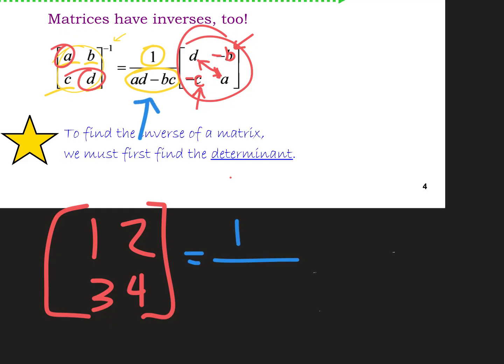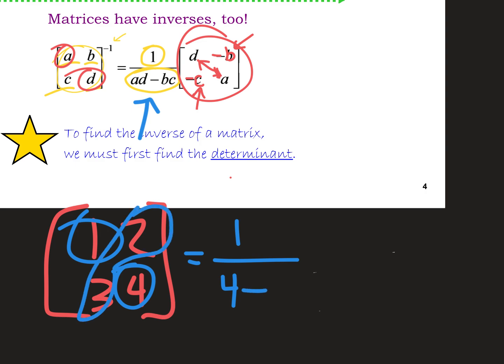1 over, and then AD, which is this times this, which is 4, times 1 is 4, minus this times this, 3 times 2 is 6, times flip-flop, op-op. Alex, what am I talking about with flip-flop? It's like A and B. They're flip-flop and C and D are opposite.